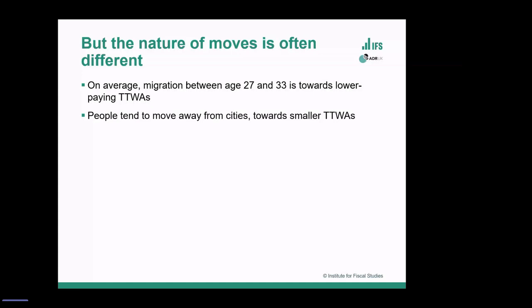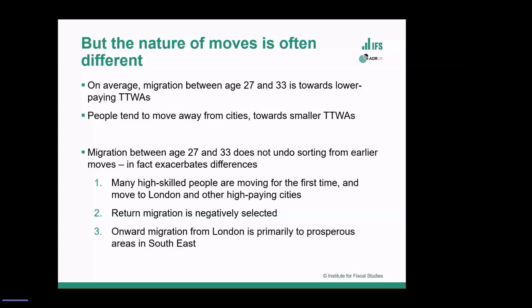Now, you might think that these two things indicate that later moves undo some of the effects of the first period moves, but we find that actually this is not the case. In fact, it exacerbates differences in human capital. And this is because of three things. The first is that many high-skilled people are moving for the first time. They hadn't moved by age 27, but then they start to move towards higher paying travel to work areas. They're moving to London, moving to other cities.